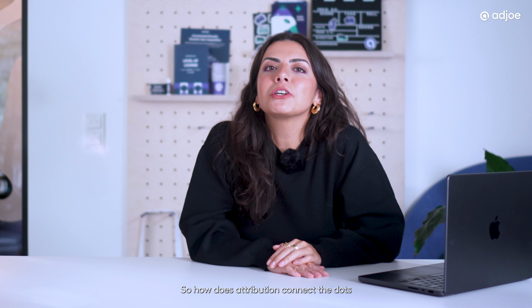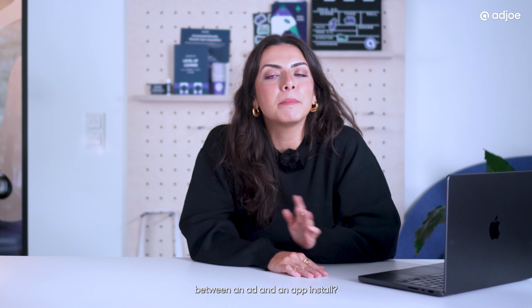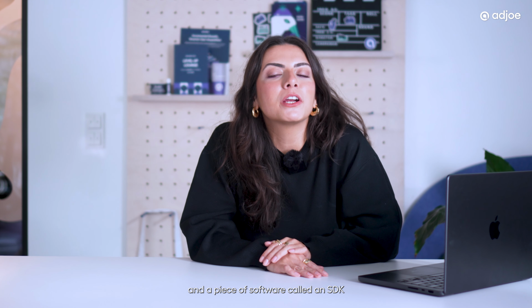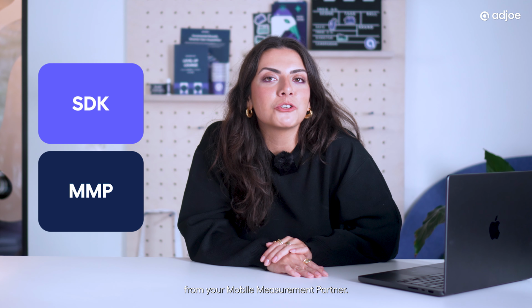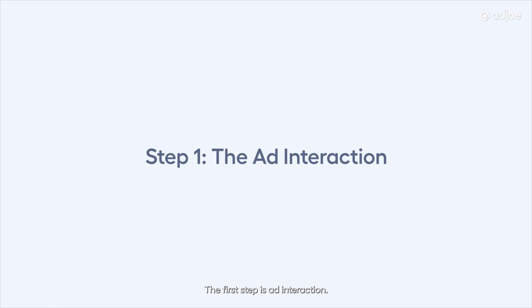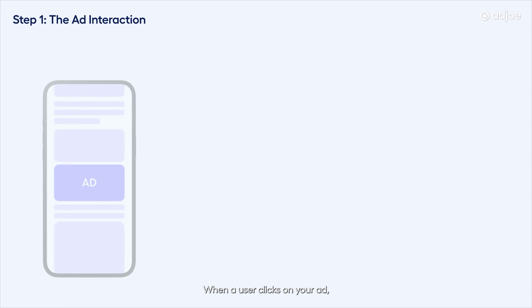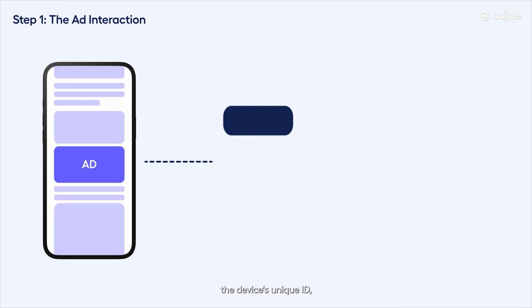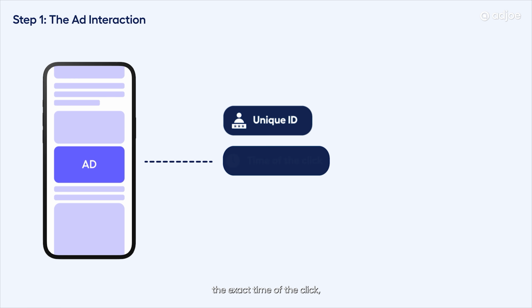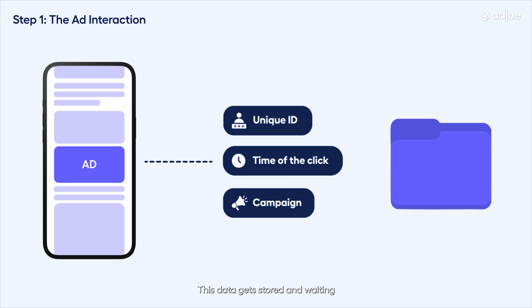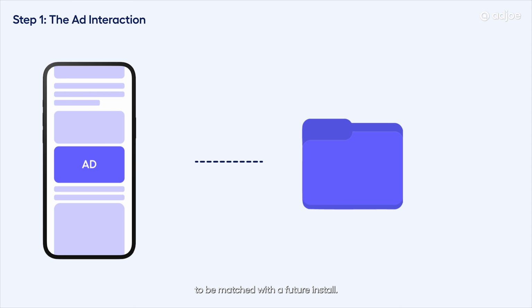So how does attribution connect the dots between an ad and an app install? The process relies on two key ingredients: unique device identifiers and a piece of software called an SDK from your mobile measurement partner. Let's walk through what happens step by step. The first step is the ad interaction. When a user clicks on your ad, the system instantly captures important information: the device's unique ID, the exact time of the click, and which campaign the ad belongs to. This data gets stored, waiting to be matched with a future install.